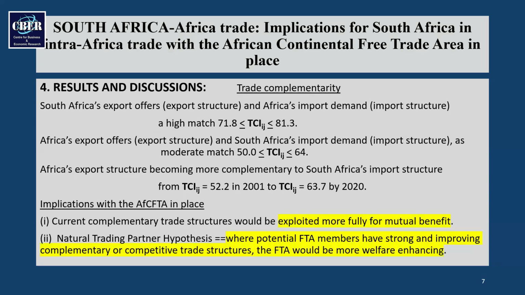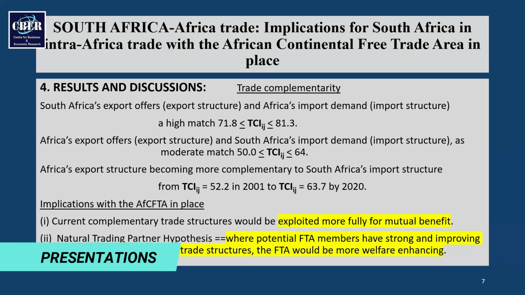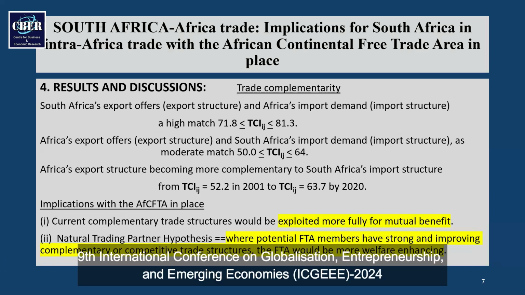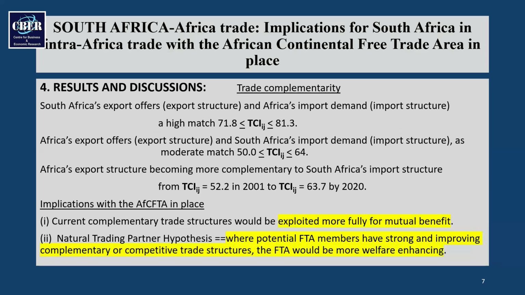The results with regard to trade complementarity, with regard to South Africa's export structures or export offers to Africa, show a very high match, as indicated by the index, which lies between 71.8 and 81.3. And what drives this high match is South Africa's manufactured exports to Africa. So South Africa's exports in manufactured goods highly match Africa's import demand for such goods.